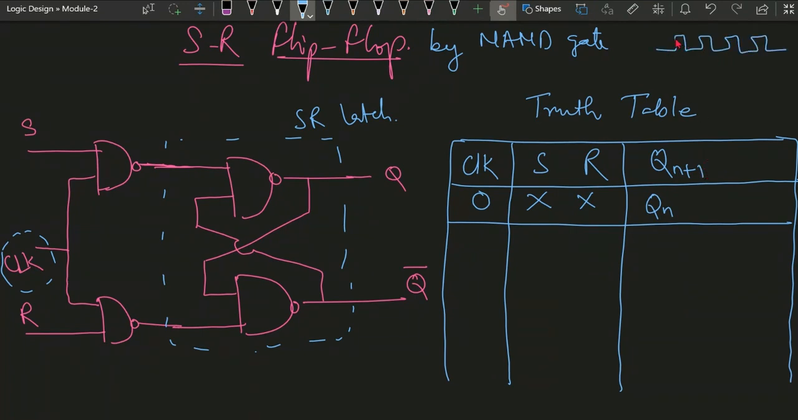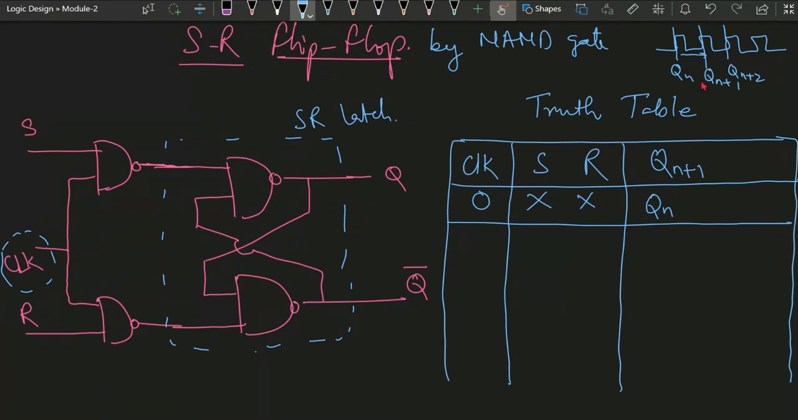Suppose at this time the value is Qn. Then after one clock cycle, at this point the value will be Qn+1. After one time period of the previous value, what is the output, that is Qn+1. After one more clock period, this output will be Qn+2. That means from Qn, two clock cycles more.